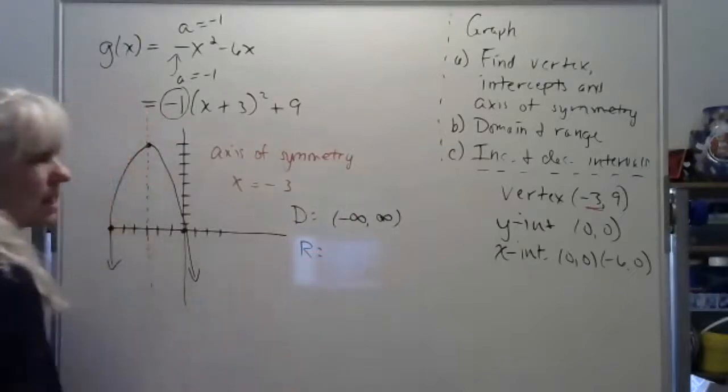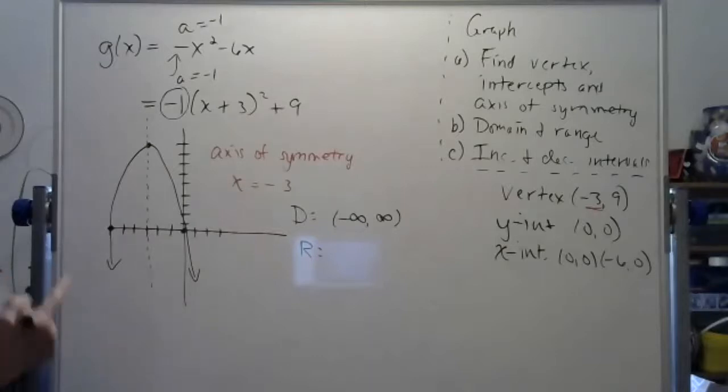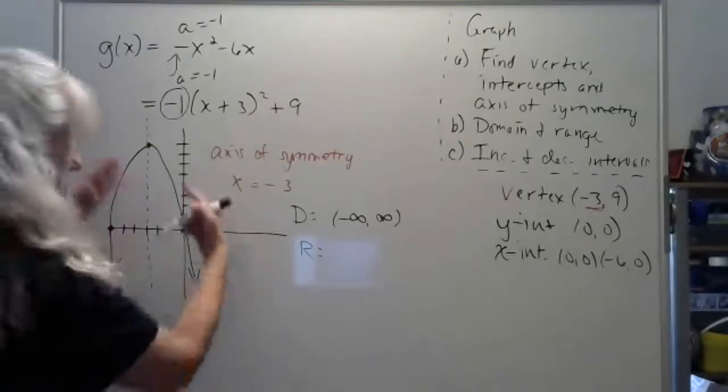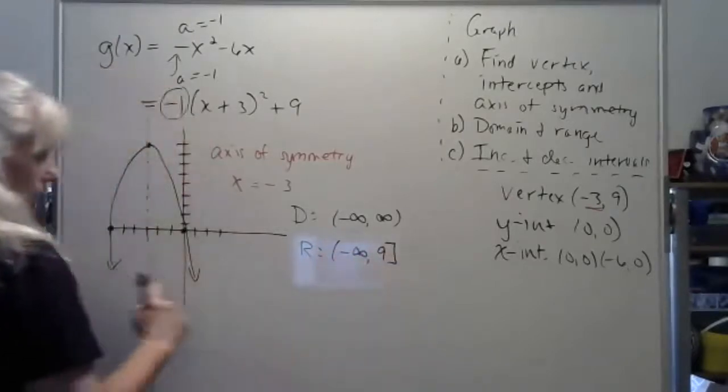Okay, what's our range this time? I've been doing all the talking. What's my range? 9. Correct. So we're going to start at -infinity and end at 9 because it's going from the bottom to the top. So -infinity to 9 with a bracket.